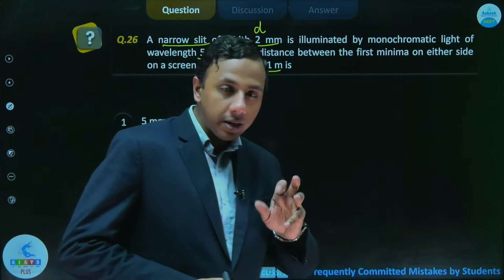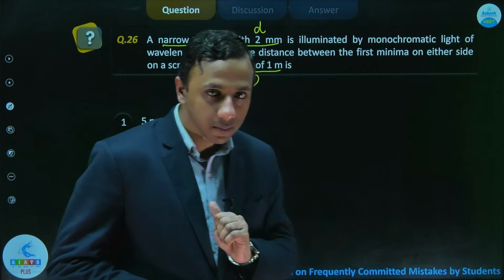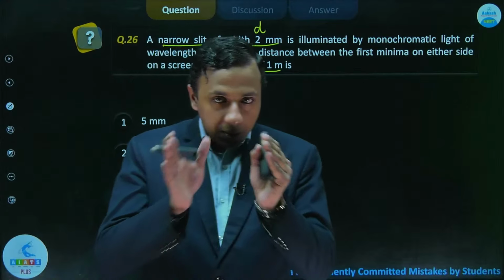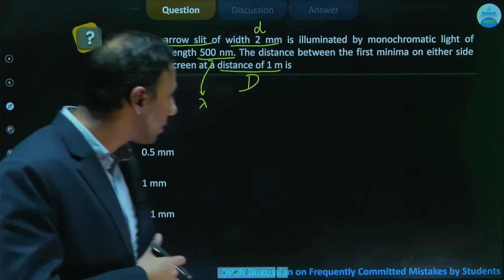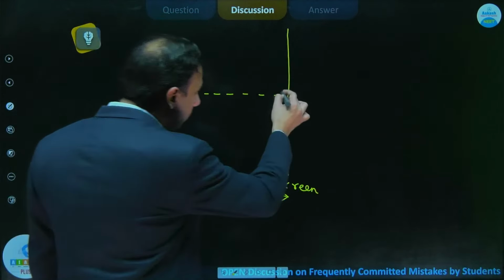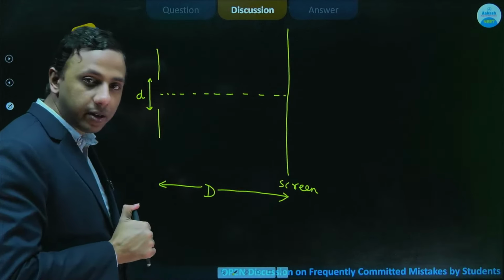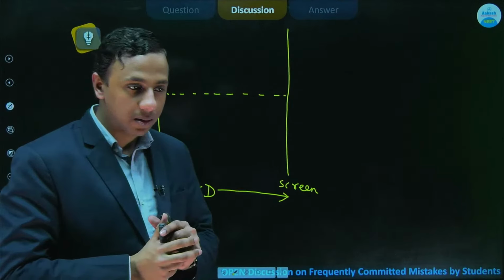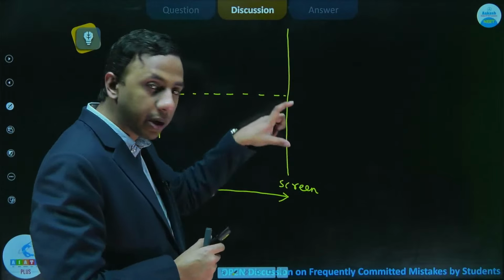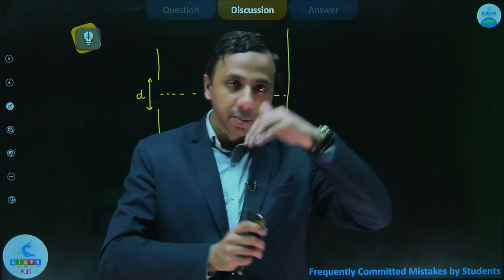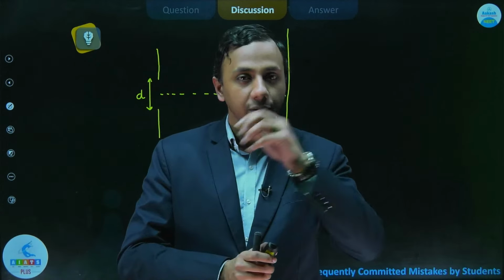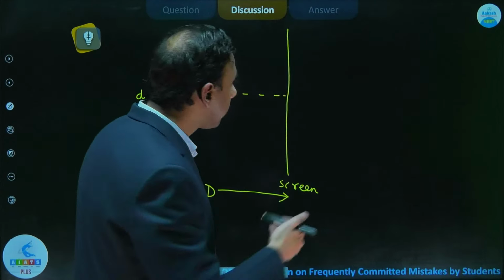On either side, meaning either side of what? Meaning between those first minima, what is there? Remember, here at the center you have your central maxima, and on this side and that side of the central maxima you have your first minima.